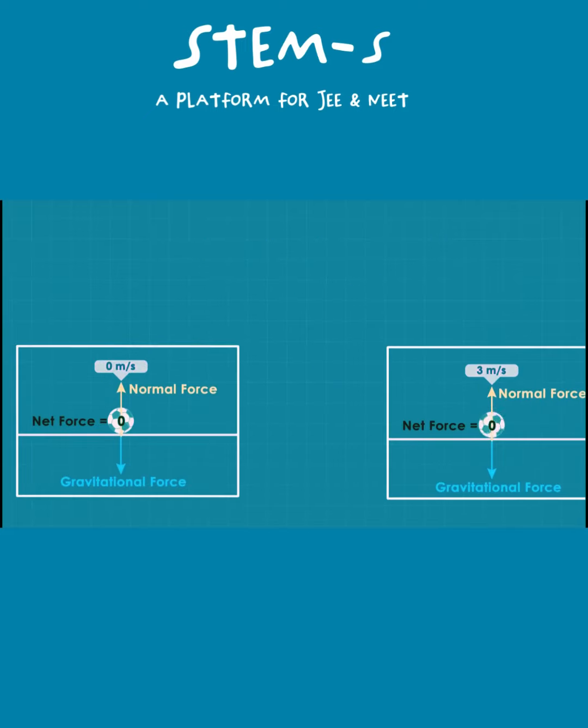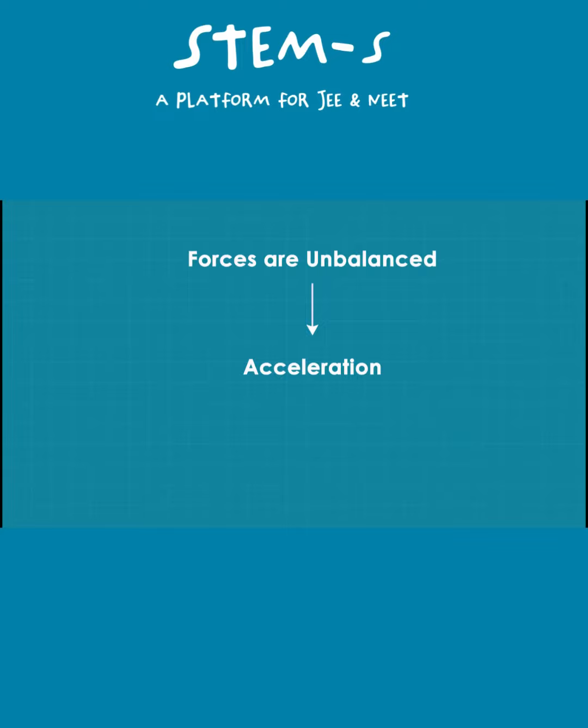Now let's try to create a similar diagram for the second case. If the forces are unbalanced, then there will be acceleration. We saw that in the previous video. And now we come to the interesting part. Let me ask you a question and I'm sure you can answer it. On which two factors do you think the acceleration will depend on? I want you to tax your brain a bit.